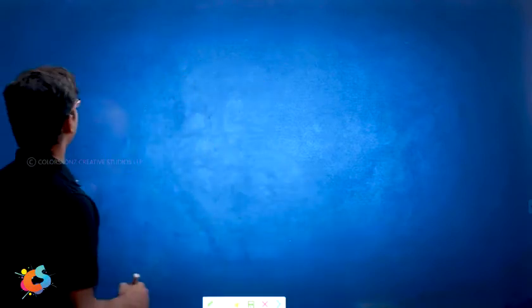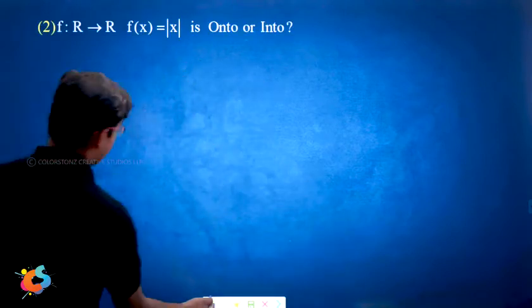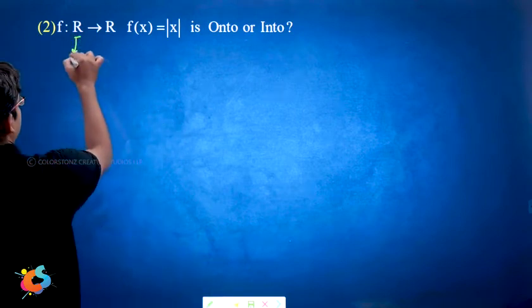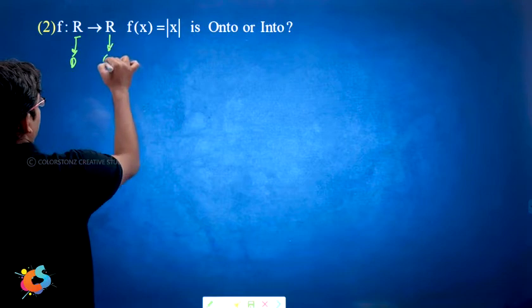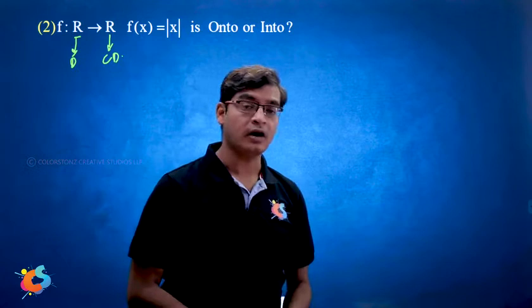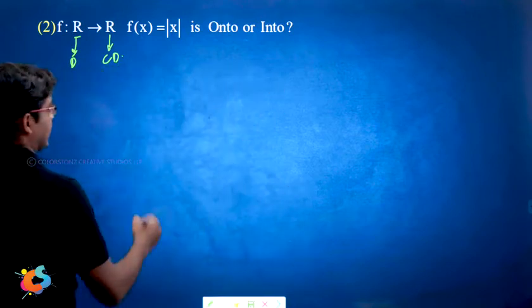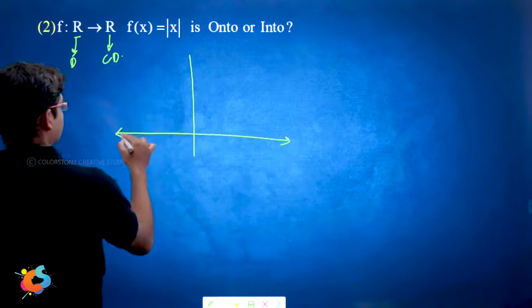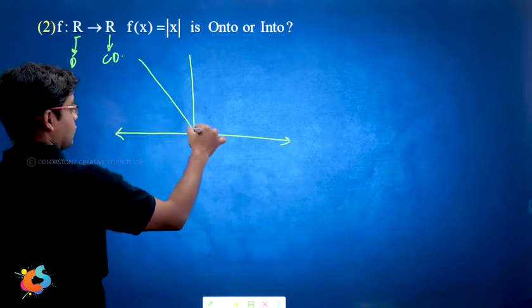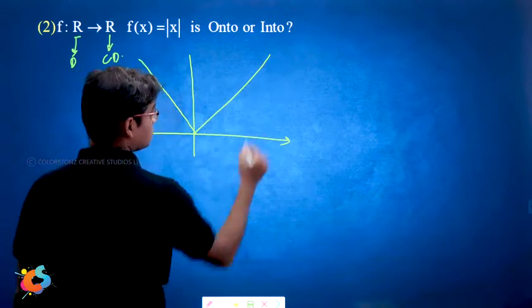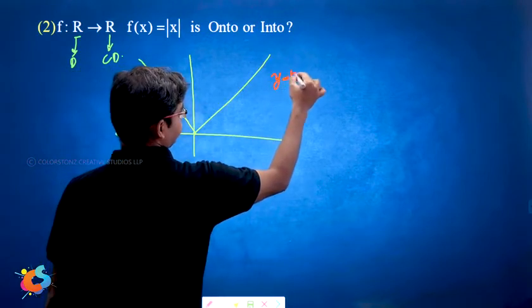Okay. So let us take the next question, and the next question is f maps from R to R. So domain is R, codomain is R. f of x is equal to mod x. Is it onto or into function? Okay, as I told you, do it using graphs. We know very well how the mod x graph is. Okay, this is y is equal to mod x.